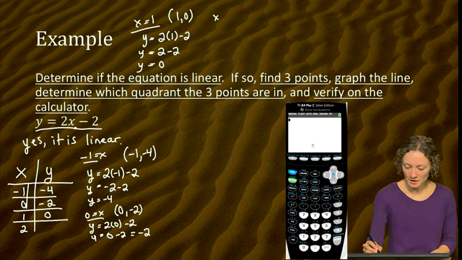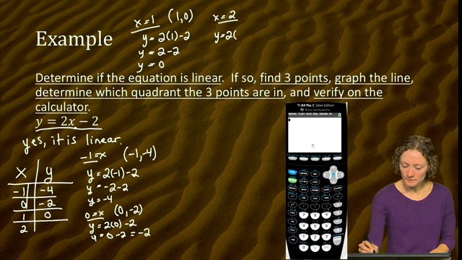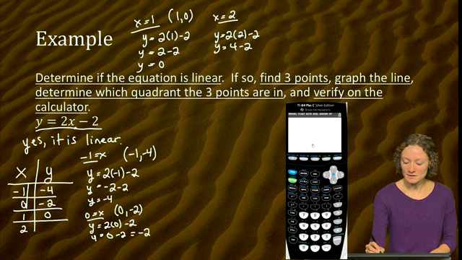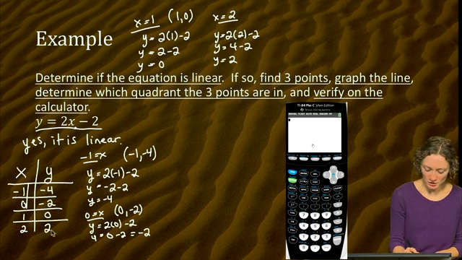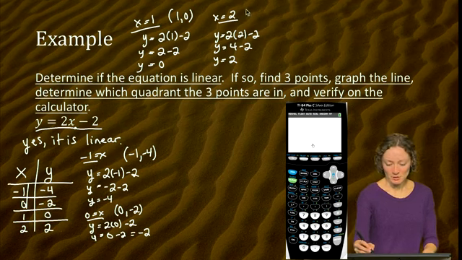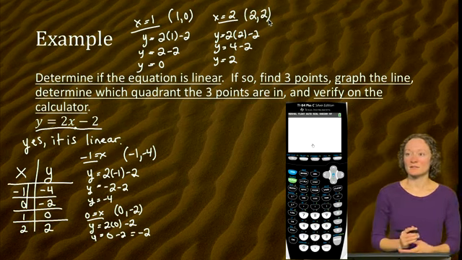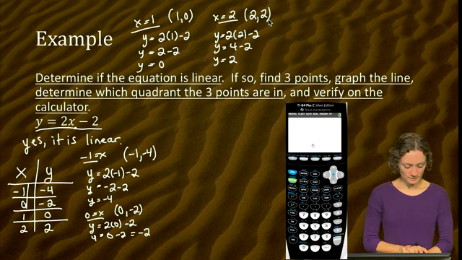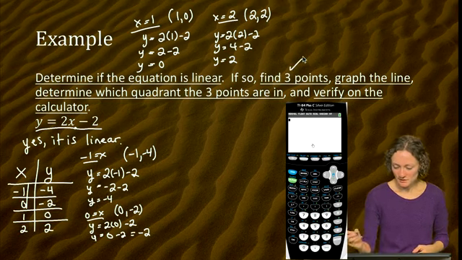And our last, if we plug in 2, we get 4 minus 2, which is 2. As an ordered pair, x is 2. The y we got when we solved was 2. Okay, so we have 4 ordered pairs. The question said find 3. Look at that. We don't even need the last one. Definitely done there. Okay, the next thing is graph the line.